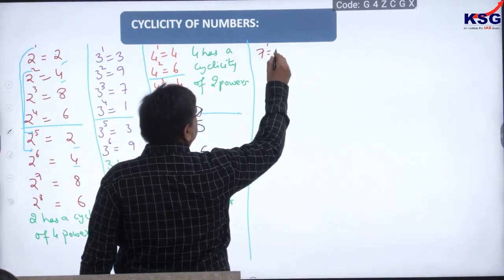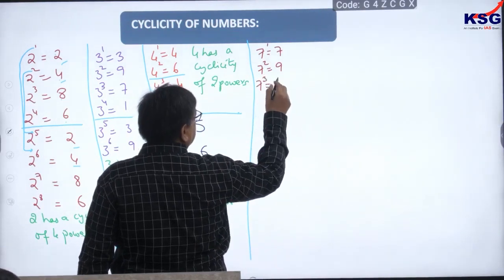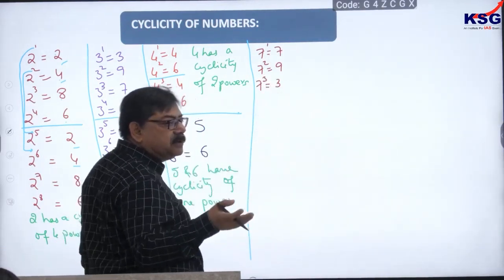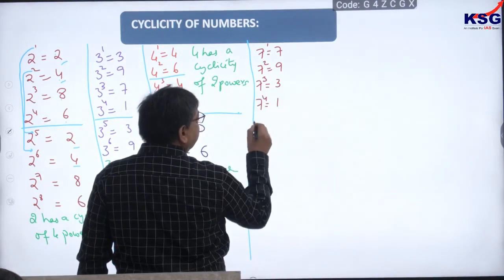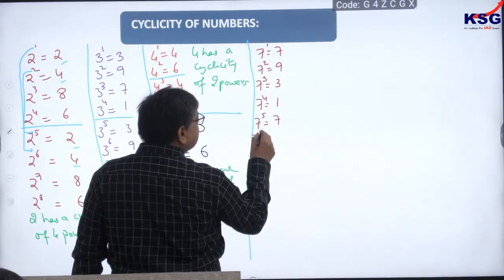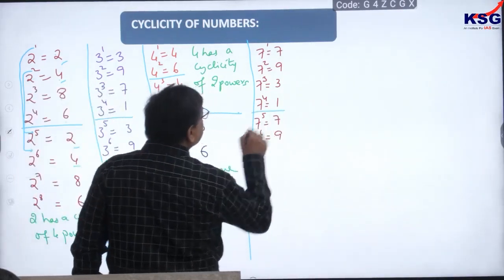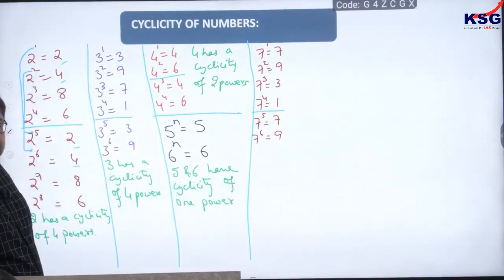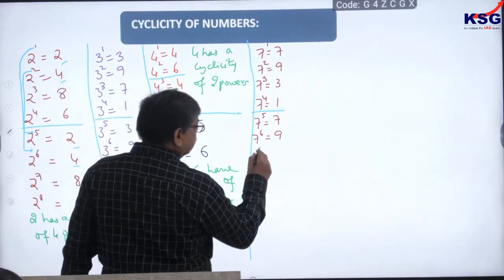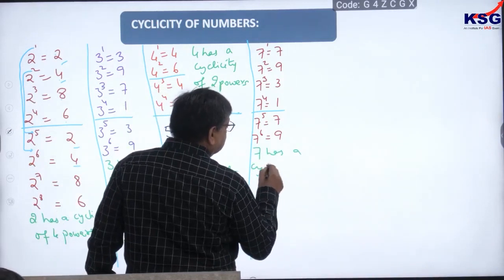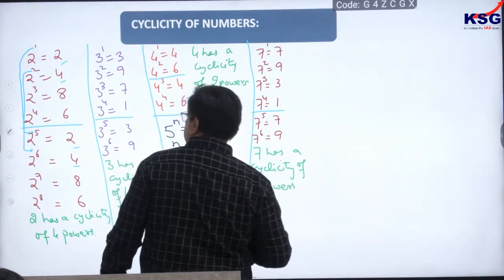Seven to the power of 1, 7 to the power of 2 is 49, then 7 power 3 is 343. 7 power 4, 7 3s are 21. 7 power 5, 7. 7 power 6, 7 7s are 49. Once again, what we have here is 7931, 7931, and so on. So 7 has a cyclicity of 4 powers.